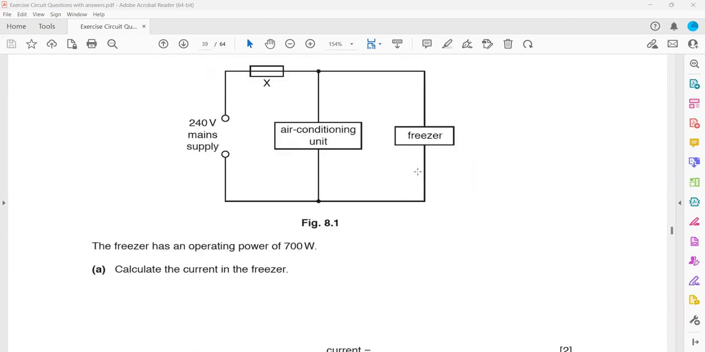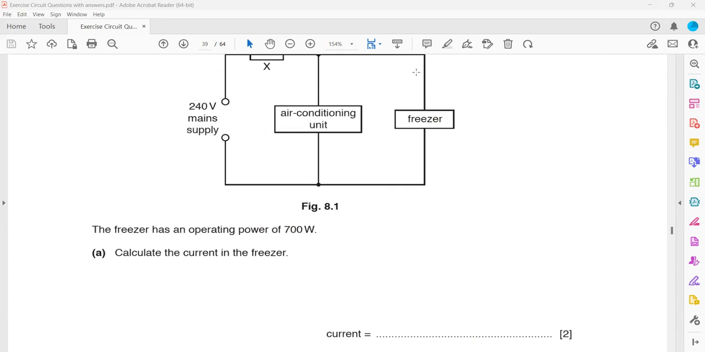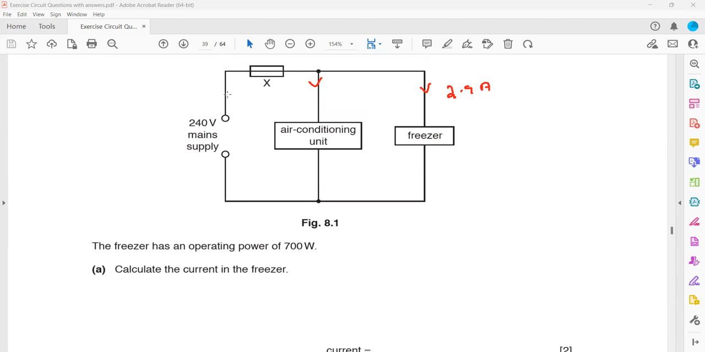First we work out the current in the freezer, which was 2.9 ampere. And they mentioned the air conditioning unit's maximum current, that is 7.5. So what is the total current entering from the supply? Because in parallel, the total current will divide in the branches. So the current coming from the supply will be equal to 7.5 plus 2.9, because the two currents will join. So that's equal to 10.4. So 10.4 is the maximum current we need for the air conditioning unit and the freezer to work.